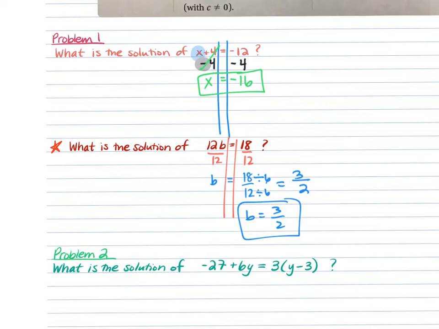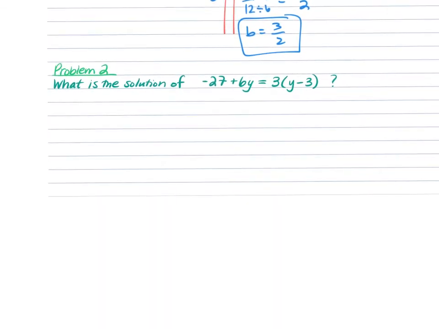Okay, so here this is 12 times b, so the opposite of multiplying is dividing, so divide both sides by 12. You get 18 over 12, and they both have a 6 in it, so divide both numbers by 6, and you get 3 over 2. Okay, so that was just one-step equations. Let's move on to multiple step equations.